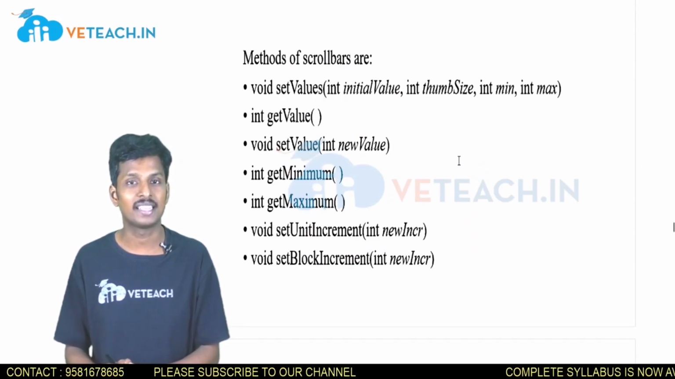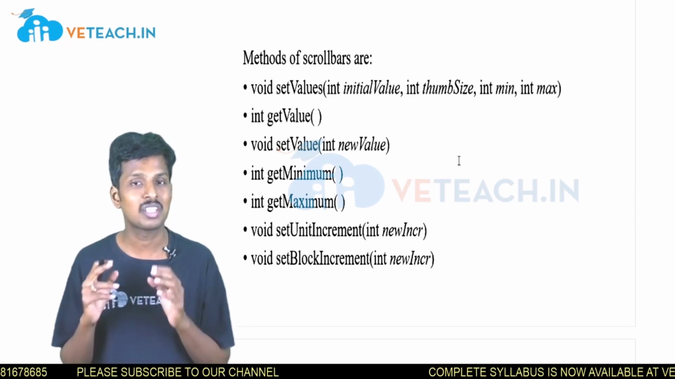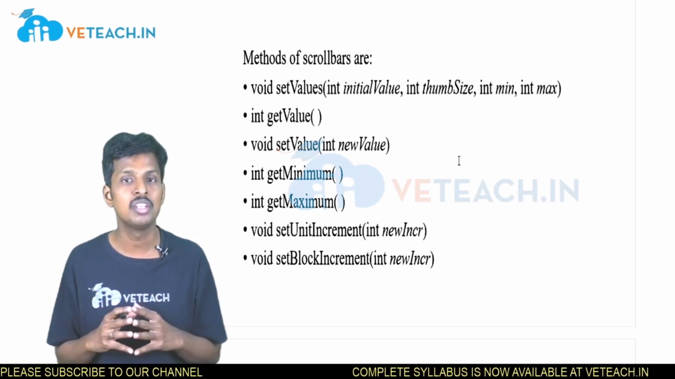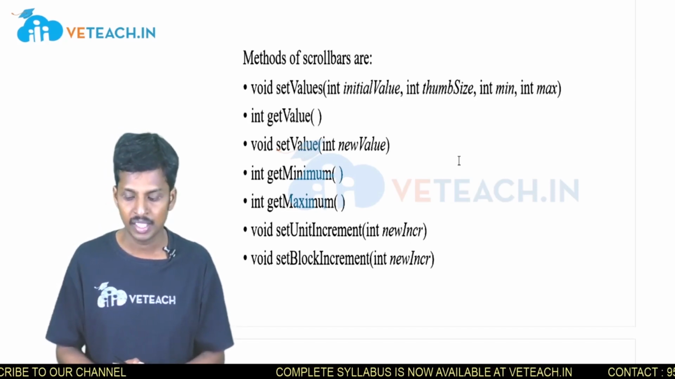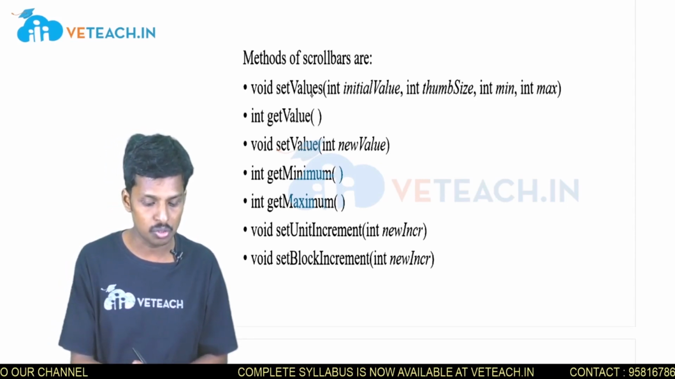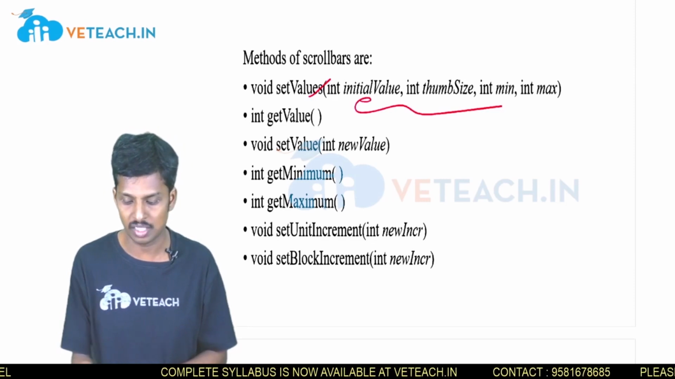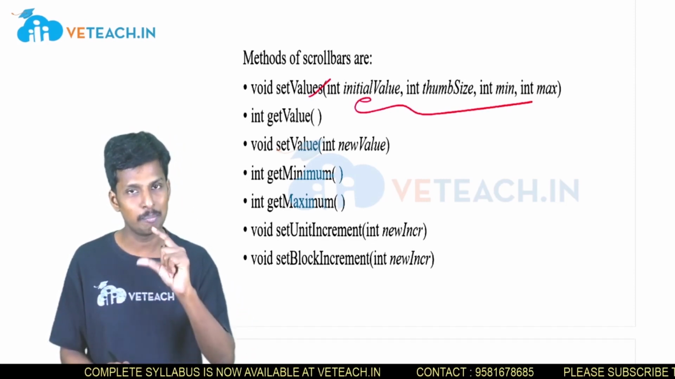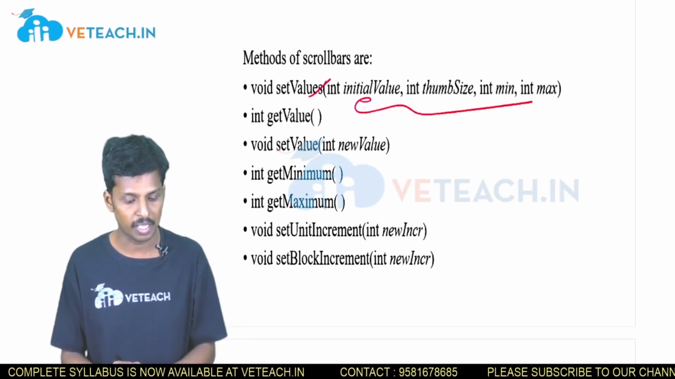Now let's see the methods of the scroll bar class. When we use the first constructor and second constructor, we cannot pass the initial values, meaning we cannot pass the thumb size, or the minimum and maximum values. In those cases, we can use the setValues method, which takes 4 arguments: the initial value, the thumb size, the minimum thumb size, and the maximum thumb size we can pass for the scroll bar.